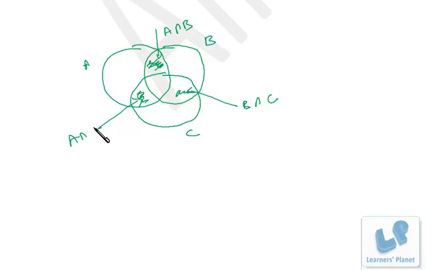Similarly friends, we can have problems based on Venn diagrams when three sets are there, right? So this is an example. It is set A, it is set B, it is set C. Now this portion is A intersection B, and this portion is B intersection C. Similarly, this portion is A intersection C. Now the most important is this portion.